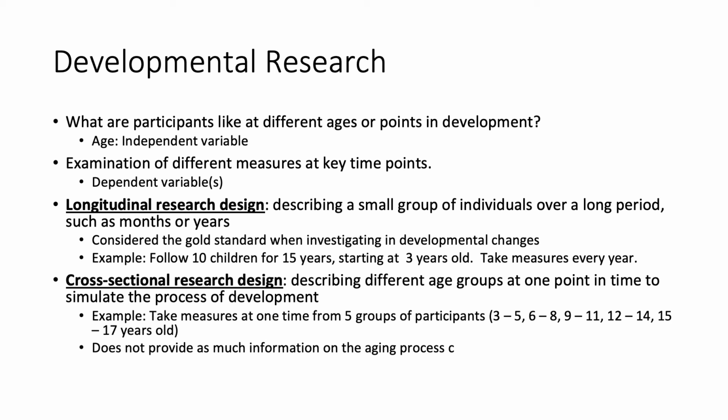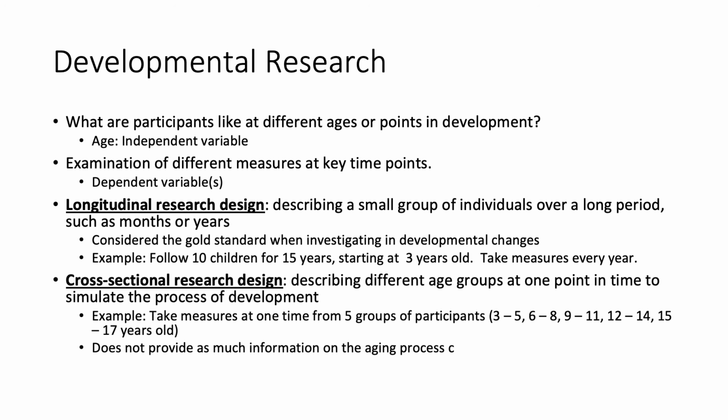So, for example, a longitudinal study design is following, say, 10 children for 15 years, starting at 3 years old. And during this time, you would take certain measurements every year and see how those change across the age. The cross-sectional research design describes different age groups at one point in time to simulate the process of development. This is a shortened version of describing developmental changes.